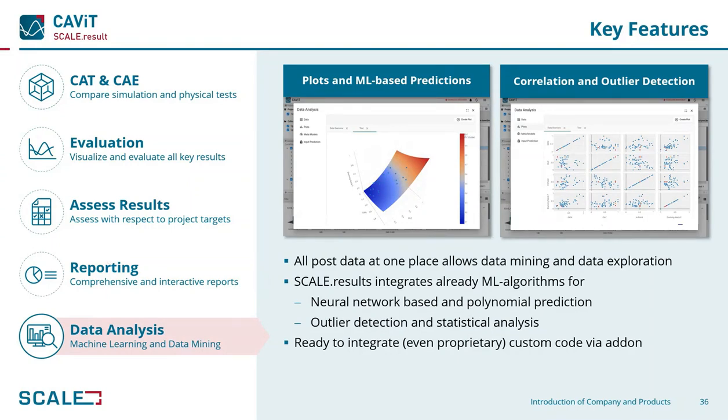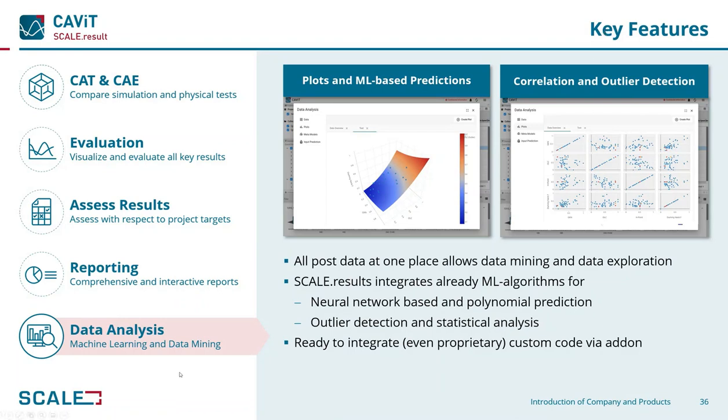With data, you have all the data at one place. CAViT has a structured view on the data, and that's a good starting point if you want to have an analysis over many simulations or many tests. An example might be if you want to know how a key result develops over time, or if you want to investigate in DOE or robustness study.